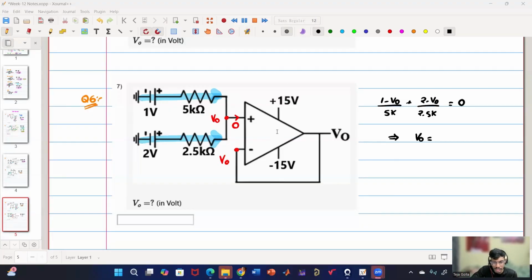So V naught, you are saying it is 12 by 7. Can you convert it to decimal and let me know? 12 by 7 is how much in decimal? I'm not sure how you got 12 by 7. I think you might have made a mistake. It will not be 12 by 7. Just kindly cross check. 1.66 volt. Yes, very good. So V naught is 1.66 volt.